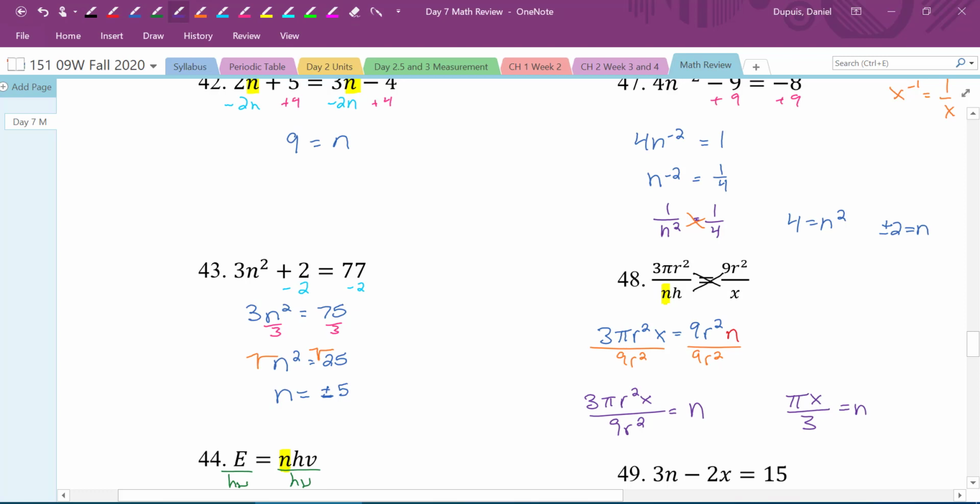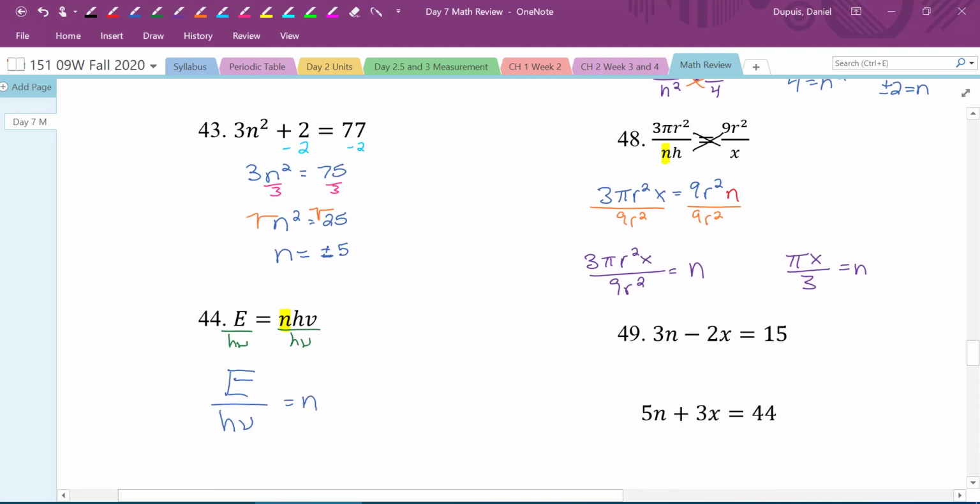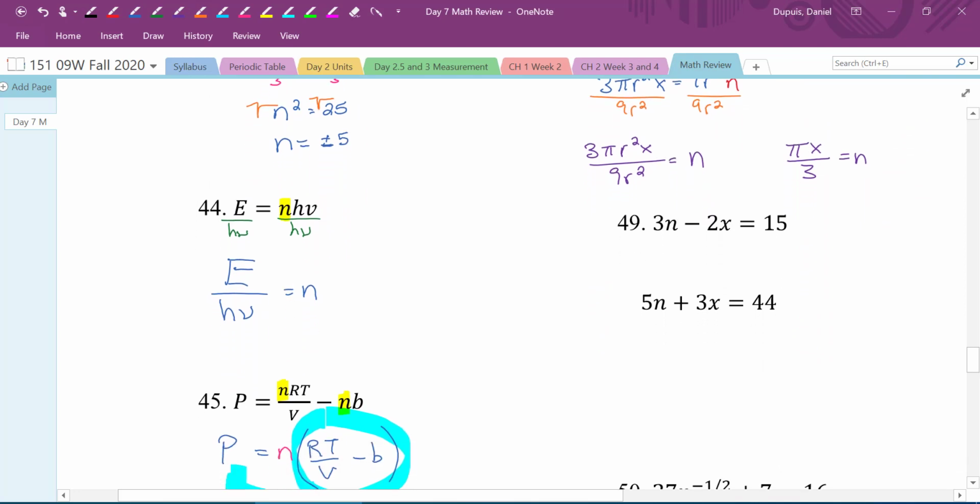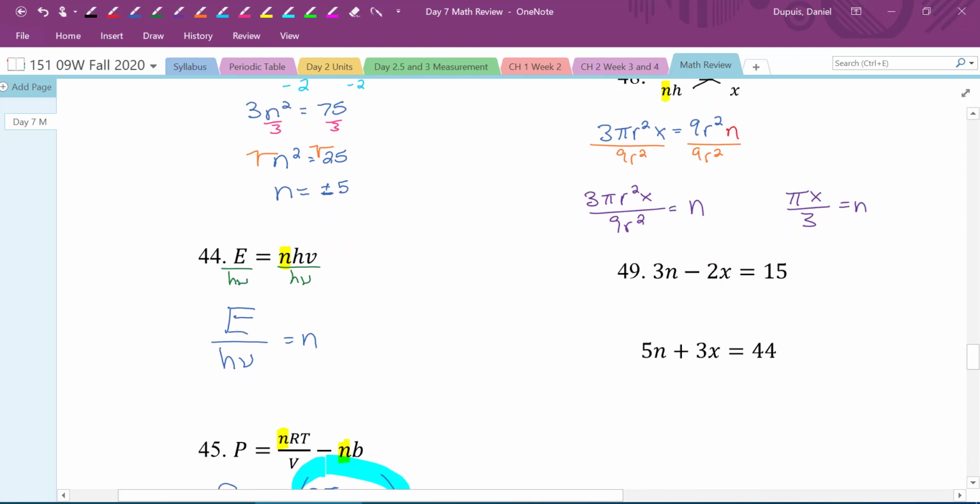All right. Because the r squareds are gone. The 3 and the 9, right? Becomes 1/3. All right, 49. 49.